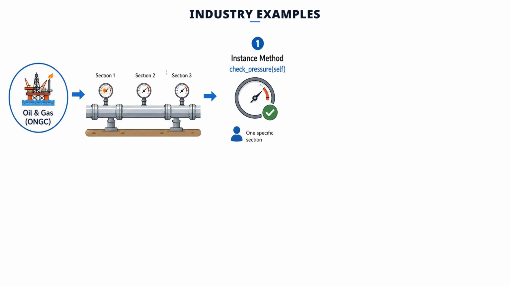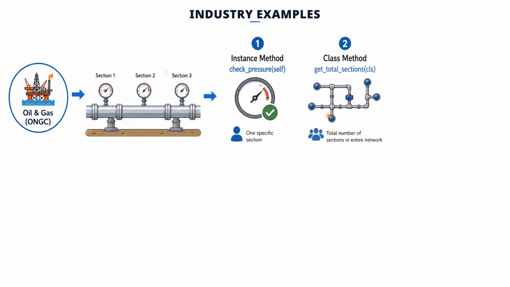But what if you need a high-level view? A class method looks at the entire network. A method like getTotalSections returns the total number of sections across the whole system. It deals with the collective group, not one individual pipe.